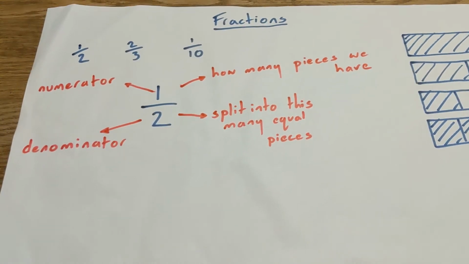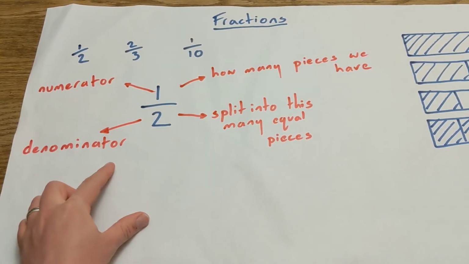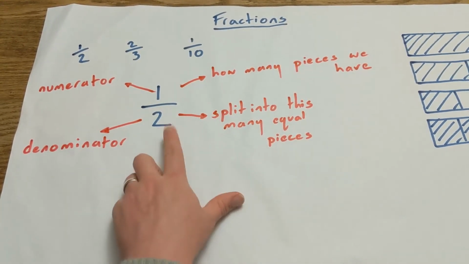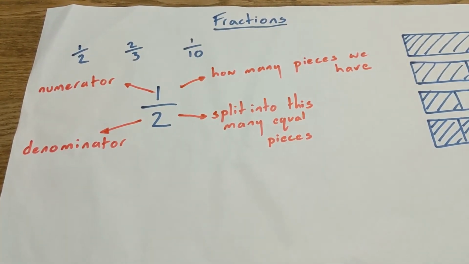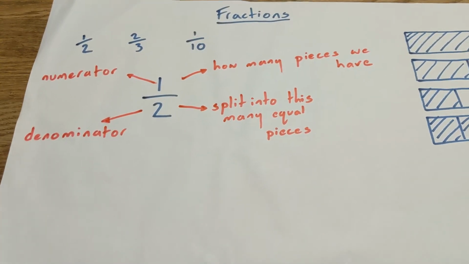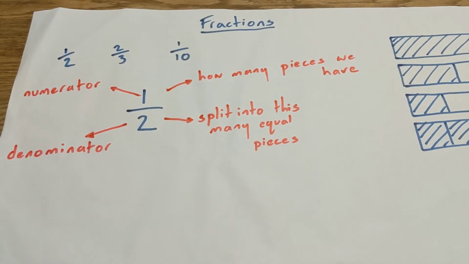Okay, so we have a numerator and a denominator. Now that's how a fraction works, and knowing that, we should be able to work out fractions of amounts. So we should be able to say, if there were 10 people in the class, how much is half of them? If there were 100 coins in a bag, how much would be a quarter of them?